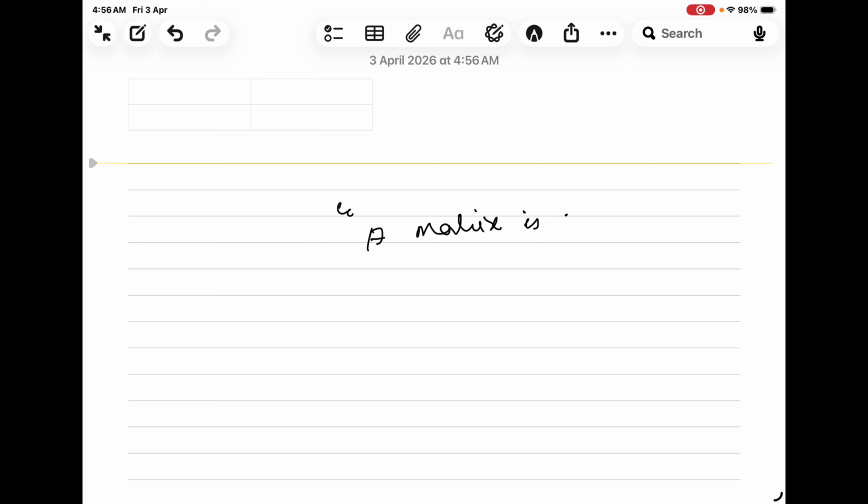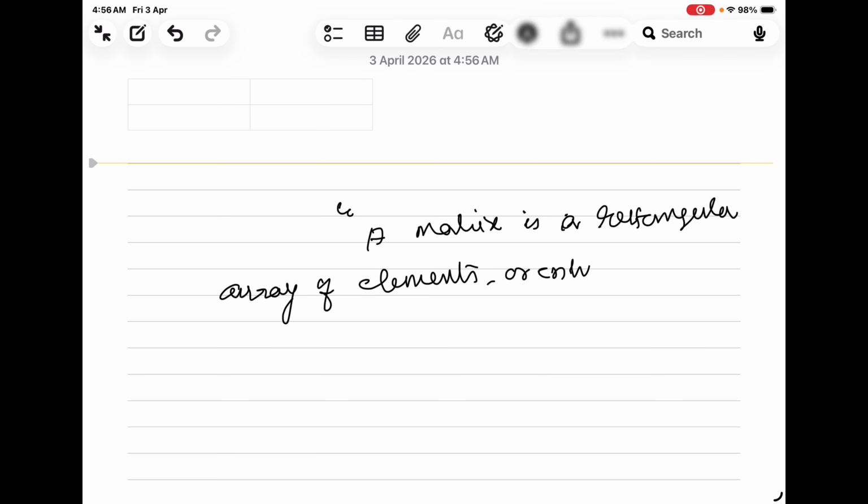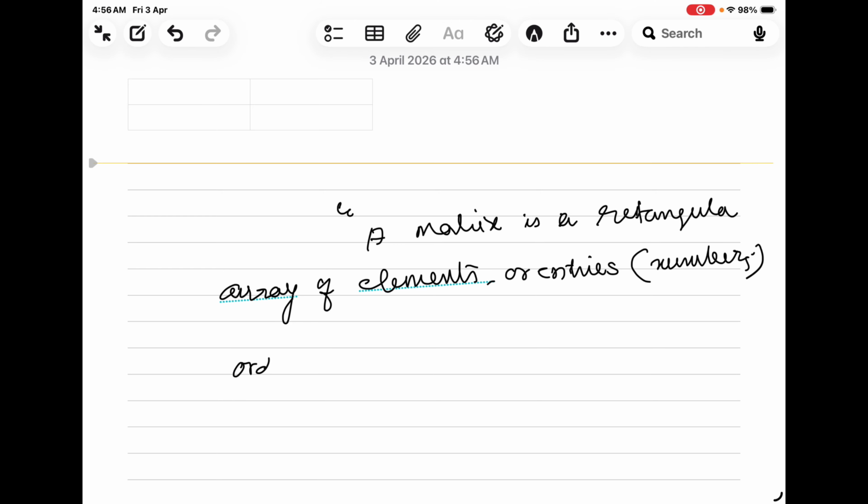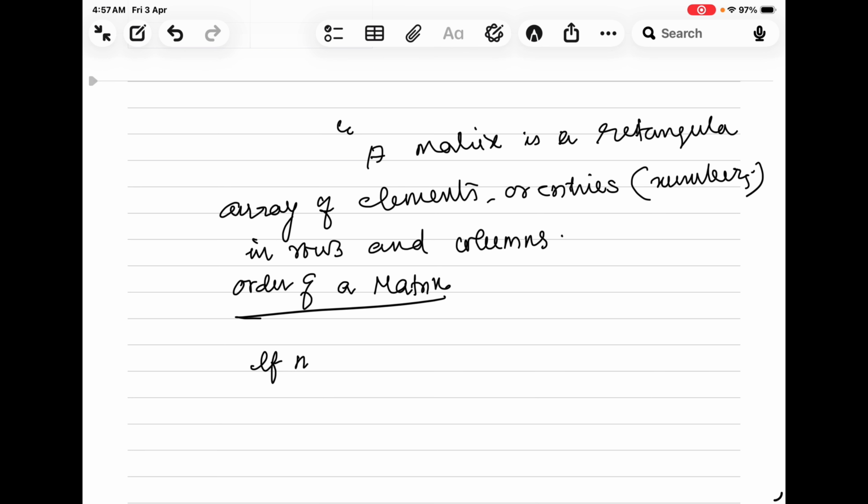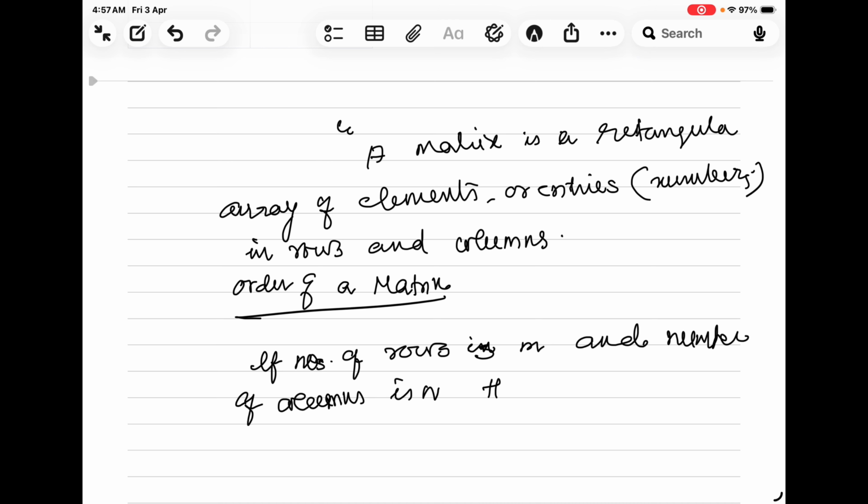Matrix is a rectangular array of elements or entries or numbers in rows and columns. Next one is order of a matrix. If the number of rows is m and the number of columns is n, then the order is m by n. We read it as m by n.